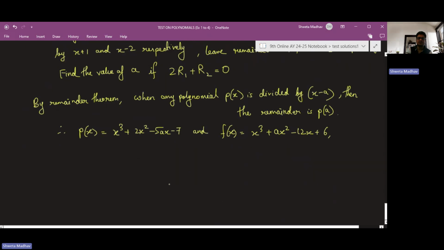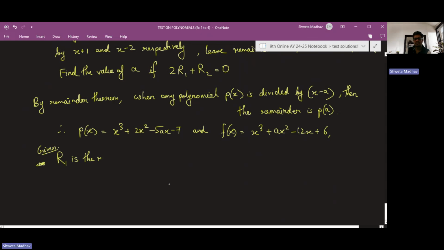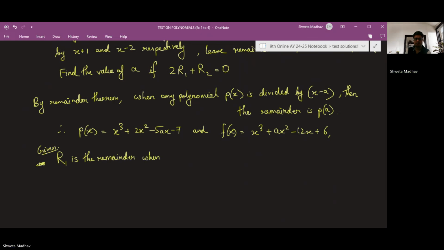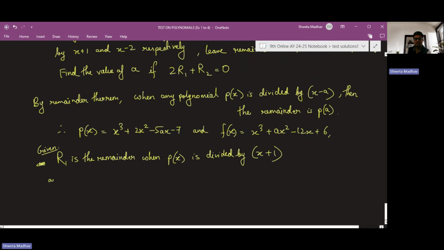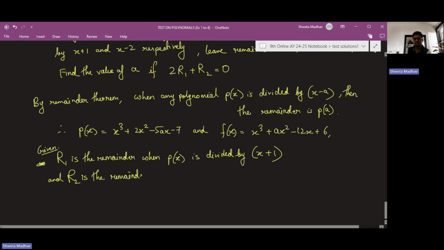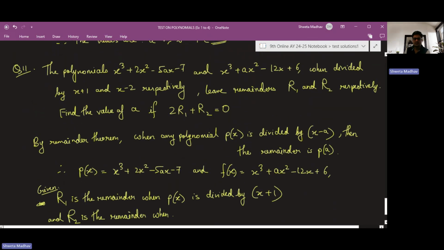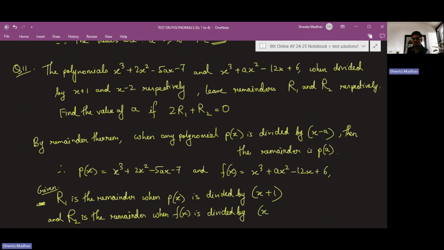So here it is being given that R1 is the remainder when the first polynomial, p of x, is divided by x plus 1, and R2 is the remainder when the polynomial f of x is divided by x minus 2.